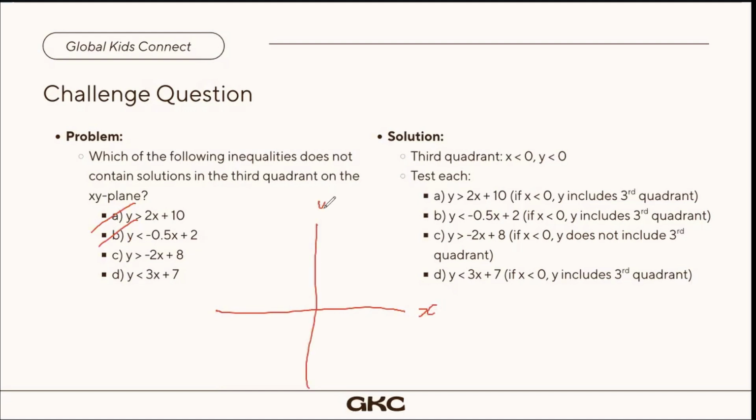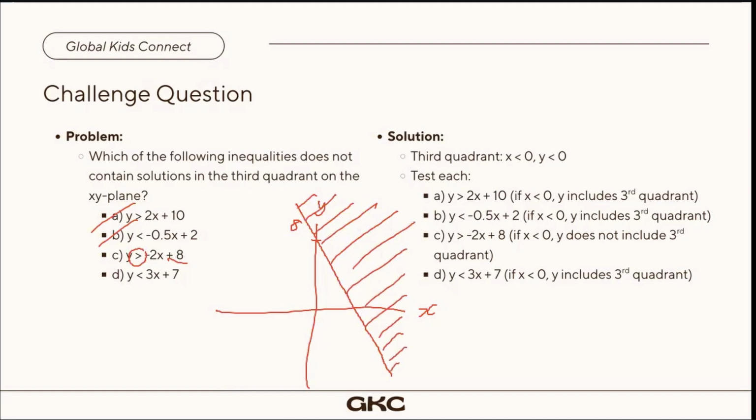We have x, y. Again, y-intercept is 8. And we have another negative slope. So let's say it looks like this, for example. And then most importantly, our inequality is greater than. And so if we try shading the area that is above because it is greater than, we can actually see that there is no area that is shaded within the third quadrant.